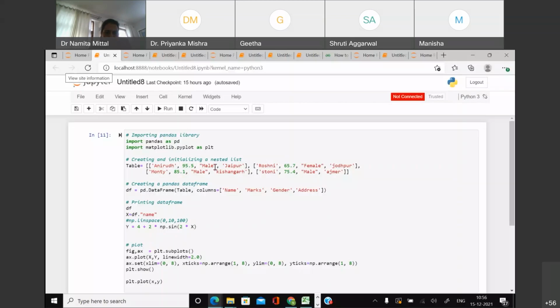ये जो हम डेटाबेस में करते हैं ना, फर्स्ट इंस्टेंस एक आरडीबी में इसके मैंने टेबल बनाई है स्टूडेंट. ये हमारा पहला इंस्टेंस, ये है मेरा दूसरा इंस्टेंस. माय पॉइंट इज मूविंग. रोशनी 65.7 फीमेल जोधपुर, मॉन्टी 85.1 मेल किशनगढ़, स्टोनी 75.4 मेल अजमेर.